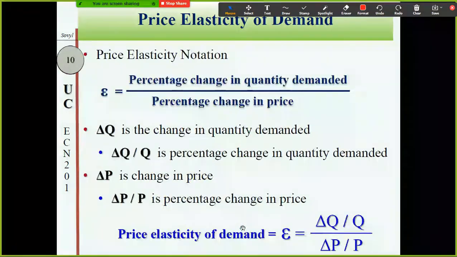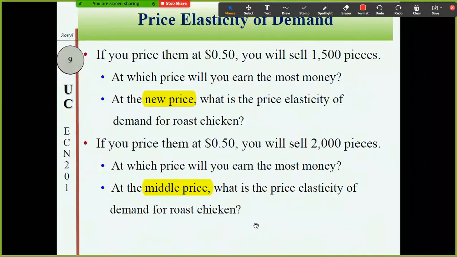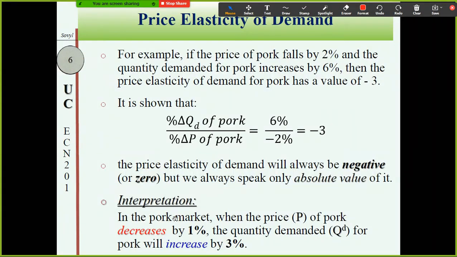Okay, in order to interpret this result, minus 0.67, I will use this style to interpret. But I'm not saying about the pork market, because that is the interpretation for our example here, the pork market. But in our case now, we are not in the pork market. We are on the graph 4.3 point A.